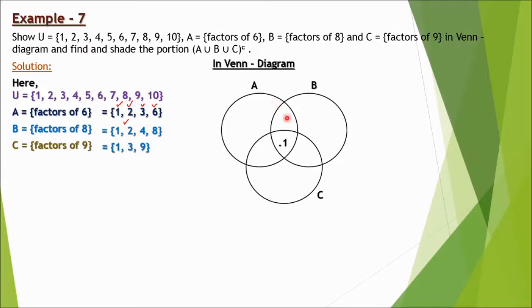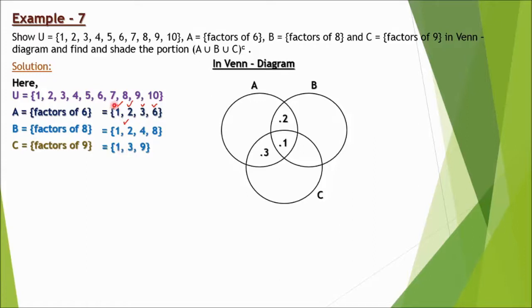Then move on to the next region, and always follow the order. A and B: focus on A and B. Other than 1, 2 is common, so you have to write 2. 1 is already written. Now focus on B and C: none of the elements are common. Then A and C, first and last: which element is common? 3 is common. Other than 1, which we have already written, 3 is common, so we have to write 3.